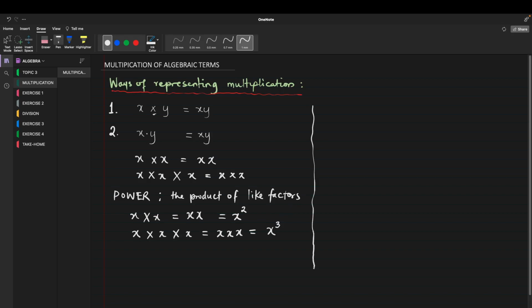So I should also let you know that there are several ways by which you could read x squared. Some persons would say x squared, like I am saying. Some persons will say x to the power of 2. And some other persons will say x second power.